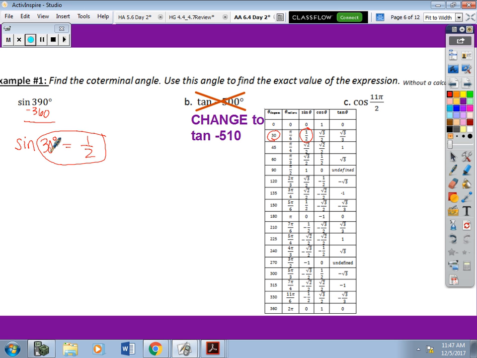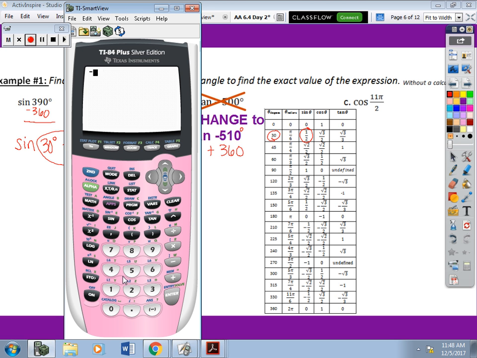Now for letter B, change this to negative 510, otherwise it doesn't go on the chart. So get rid of the negative 500, negative 510. Since this one starts out negative, it's going around multiple times. To get it back to positive, we're going to add 360 this time. If you subtract 360, you just get further into the negative. We may have to do this multiple times. Negative 510 plus 360 gets me negative 150.